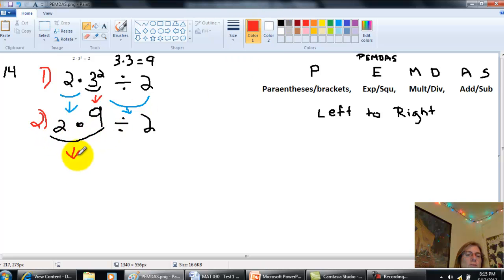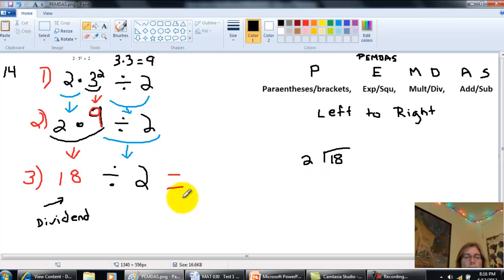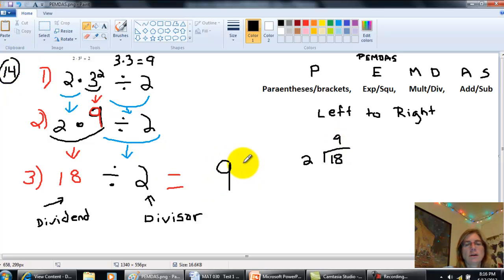That's on the left. 2 times 9, which is 18, which begins our third line horizontally across. We bring down the rest of the problem. Alright, so we have this part we solved. We brought this down, and we have our look horizontally across. 18 divided by 2. When it's set up like this, remember, this is the dividend. That means it's underneath the symbol, and this is a divisor. Okay, so 2 into 18 is 9. So our answer to number 14 is 9.